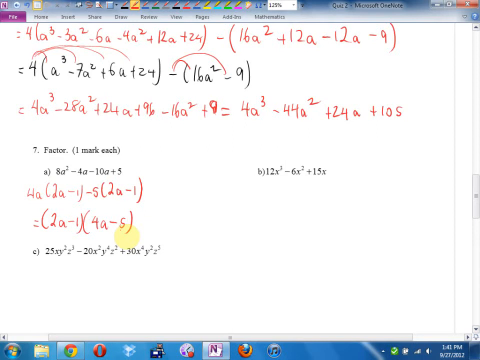B. GCF. I can pull out a 3x, and I get a 4x squared minus 2x plus 5. Now, eventually, after today's lesson, I would expect you to be able to glance at this and tell me whether that one factors further or not. Does it factor further? No. So that's as far as we can go with that one. But we do have some tricks for trinomials already. We can do some stuff with trinomials.